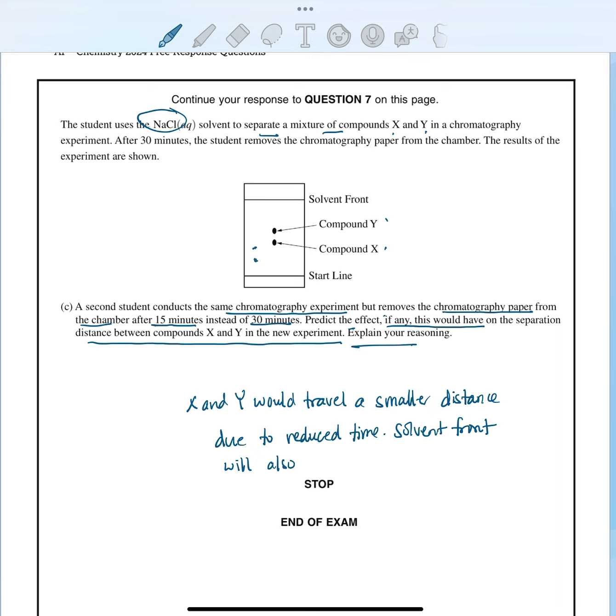So the solvent front will also not move as far, which will actually contribute to these pigments, or I mean, they're not necessarily pigments, they could be ions, resulting in them not moving as far. So the solvent front will also not move as far due to the decreased time. All right, that concludes this question.